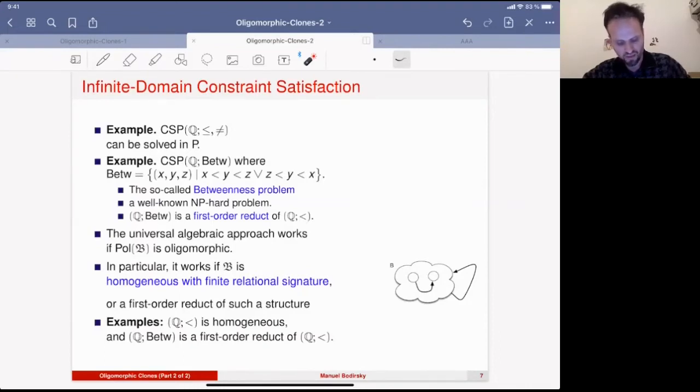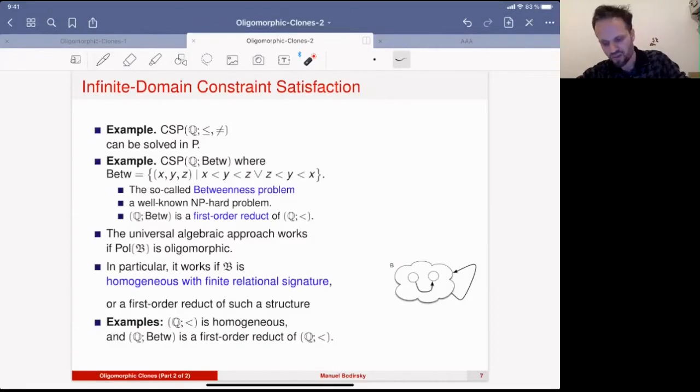The universal algebraic approach can be applied. This is what we have seen last time. So we can use polymorphisms to study the complexity. And in particular, the universal algebraic approach works if we start with a structure which is homogeneous with a finite relational signature. Also, I said finitely homogeneous.